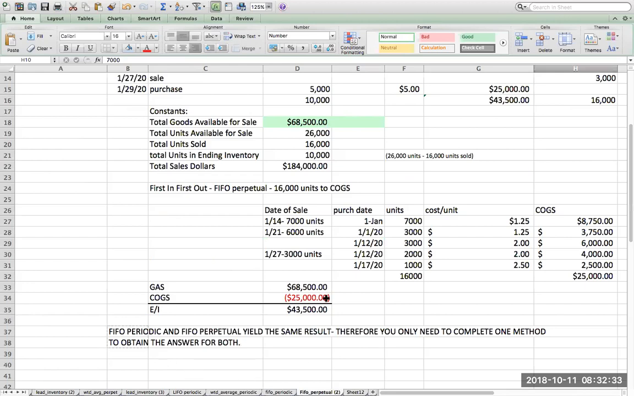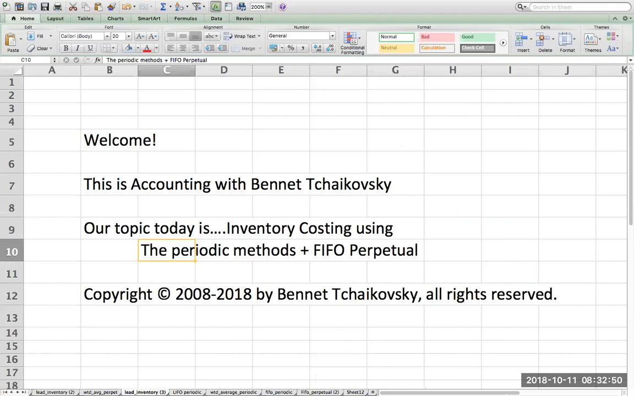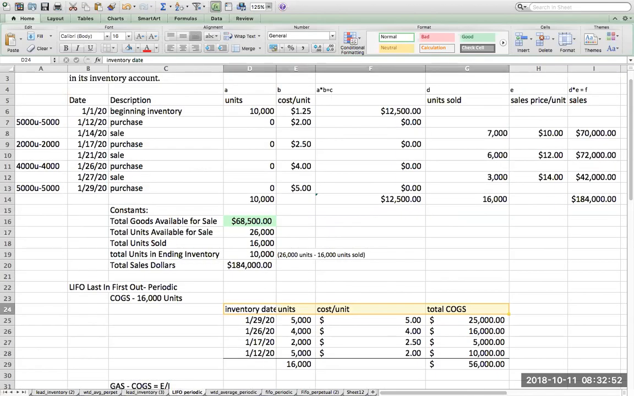So in summary, I've got all of these different amounts. We computed the goods available for sale, units available for sale, units sold, and units in ending inventory. Remember, this is really a question of cost allocation. Now, the interesting thing about all of these different methods is, let's go back here.